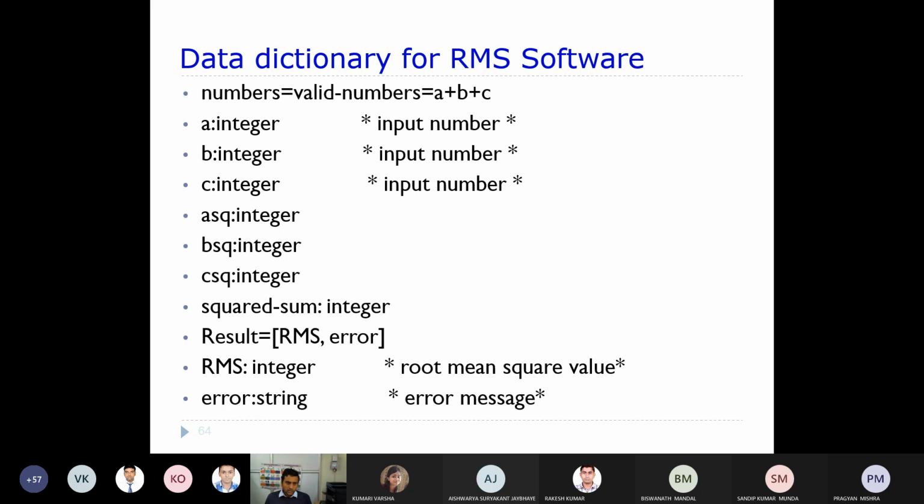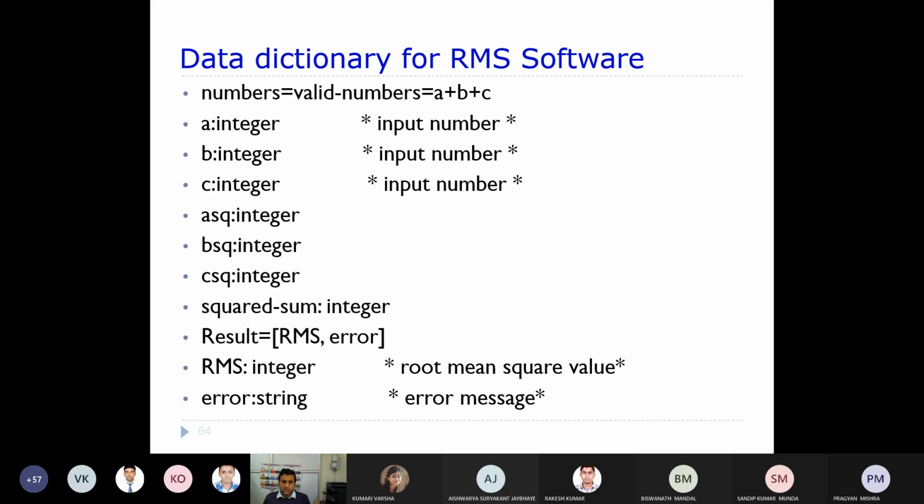This is another data item, right? Now, the result can be like this. There are two things, because I told you, either the result will be an error or it will be a root mean square. If the number is not valid, in that case, it is going to give you an error. So that means there is a selection, right? So it involves some sort of selection. Now RMS is also an integer, which will represent the root mean square value, and error is just a string.